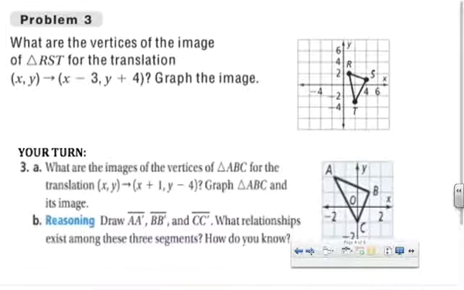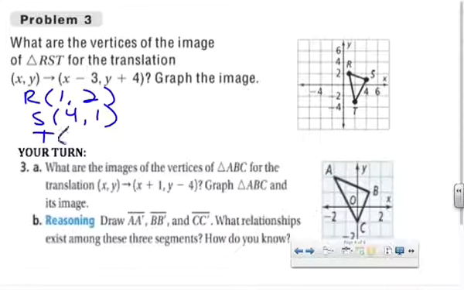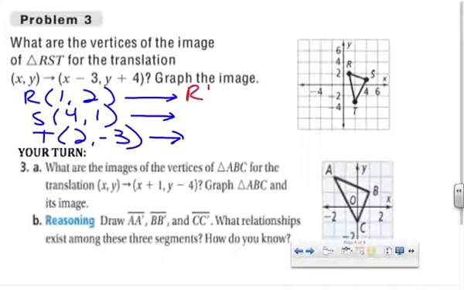So let's first talk about where this pre-image is located. R is located at 1, 2. S at 4, 1. And T at 2, -3. So what I'm asking you is, where is R prime, where is S prime, and where is T prime?